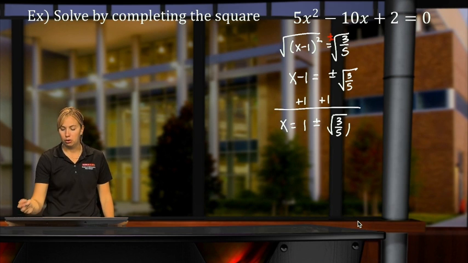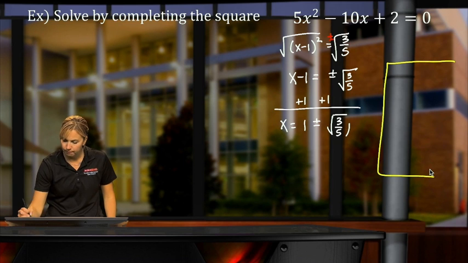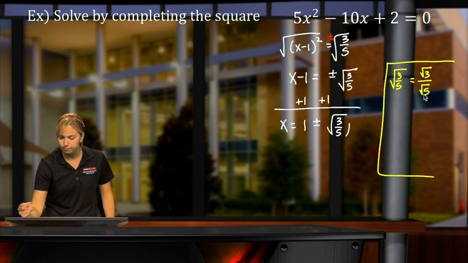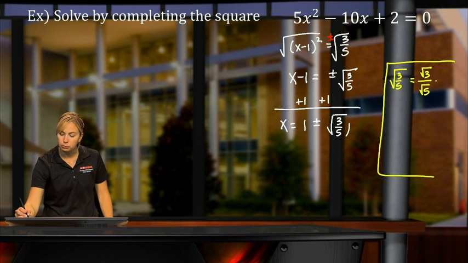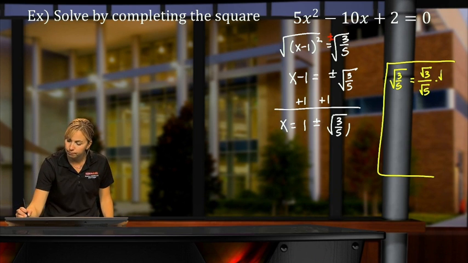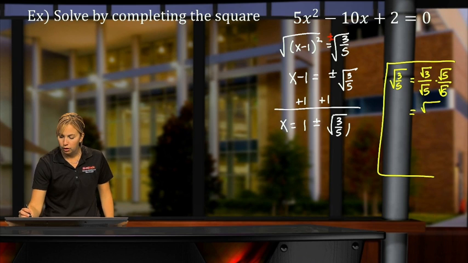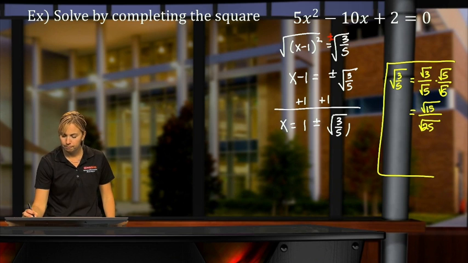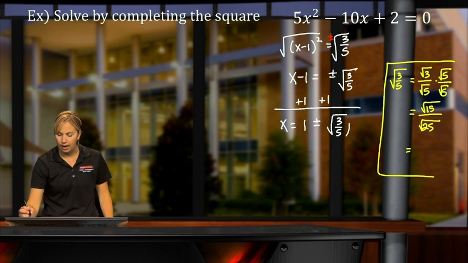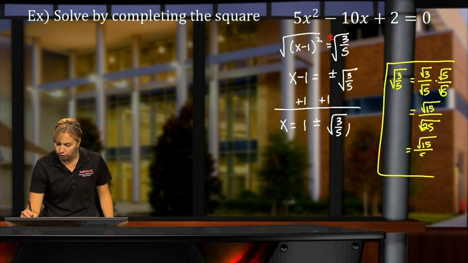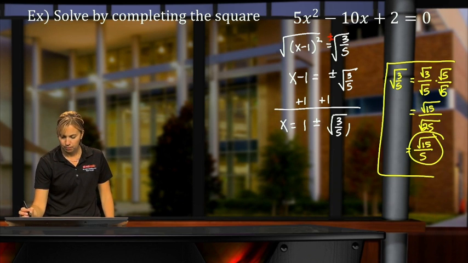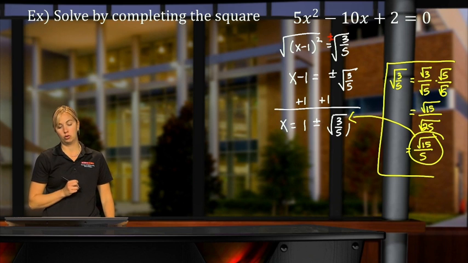So I'm going to do that in yellow over here. The square root of 3/5, I'm going to rewrite as the square root of 3 over the square root of 5. To rationalize this, I'm going to multiply by the denominator over itself. So this gives me the square root of 3 times 5 is 15 over the square root of 5 times 5 is 25. And now my denominator will simplify. The square root of 15 over 5. This is going to replace that radical.